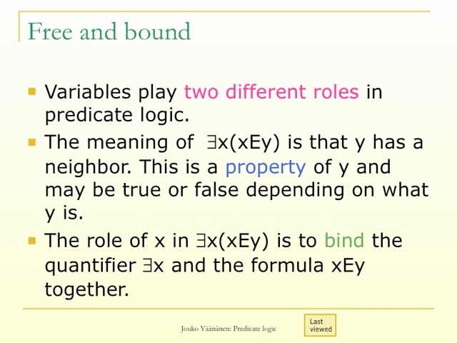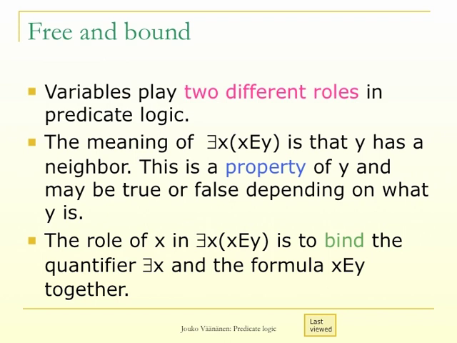The meaning of "there is an x such that x E y" is that y has a neighbor. This is a property of y and may be true or false depending upon what y is. So the role of y here is that it is the vertex we have in mind, and we are in a sense free to choose the value y, bearing in mind though that the formula may turn out to be either true or false depending upon how we choose y.